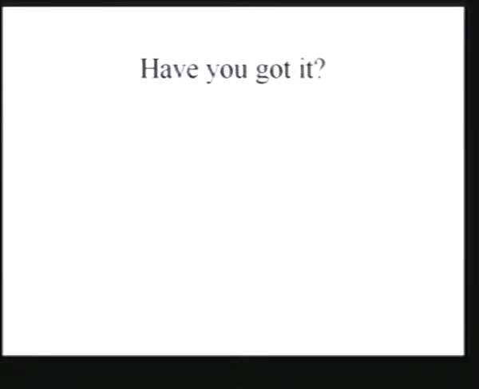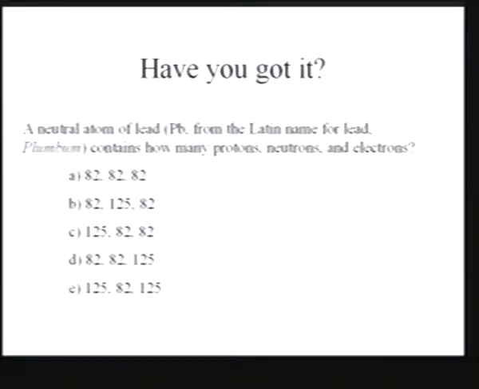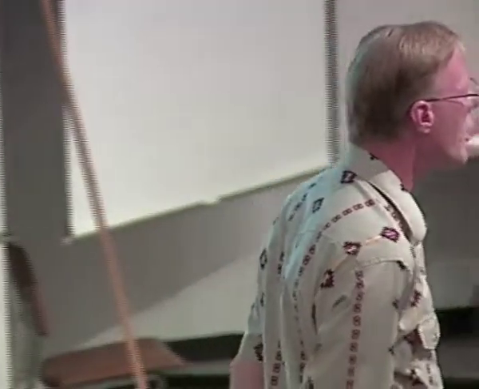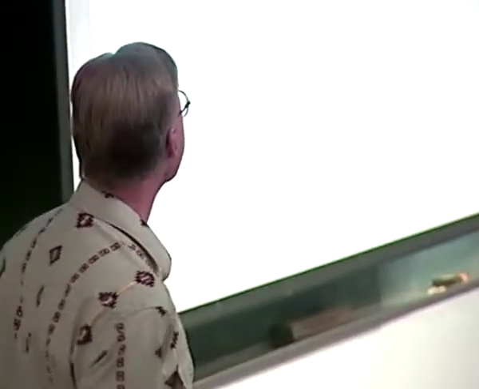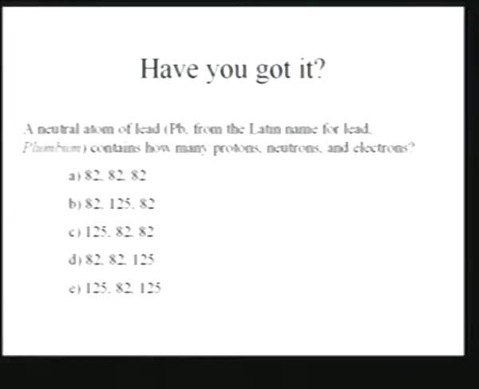Okay, well, let's see if you understand this. We have a neutral atom of lead. The symbol is Pb. That comes from the old Latin term for lead, plumbum. Okay. Contains how many protons, neutrons, and electrons? So take a little bit of time and see if you can figure that out using the periodic table. Okay. You can consult with your neighbors if you want to.